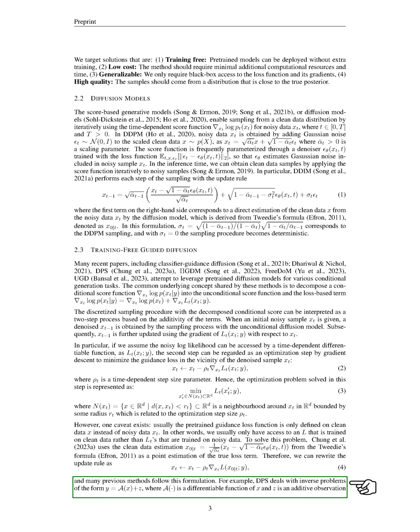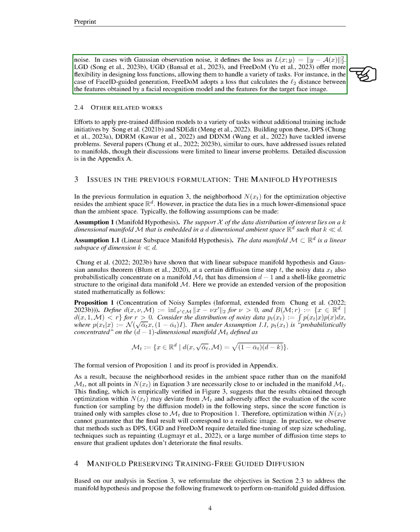For example, DPS deals with inverse problems of the form y equals A(x) plus z, where A is a function of x and z is an additive observation noise. In cases with Gaussian observation noise, it defines the loss as the square of the Euclidean distance between y and A(x). Other methods like LGD, UGD, and Freedom offer more flexibility in designing loss functions, allowing them to handle a variety of tasks. For instance, in the case of face ID-guided generation, Freedom uses a loss that calculates the Euclidean distance between the features obtained by a facial recognition model and the features for the target face image.